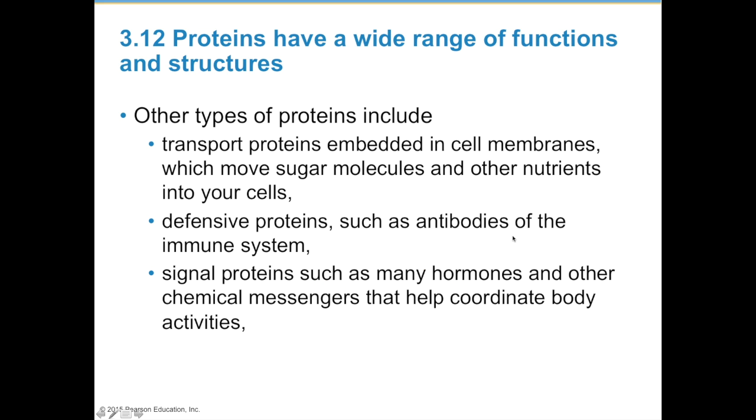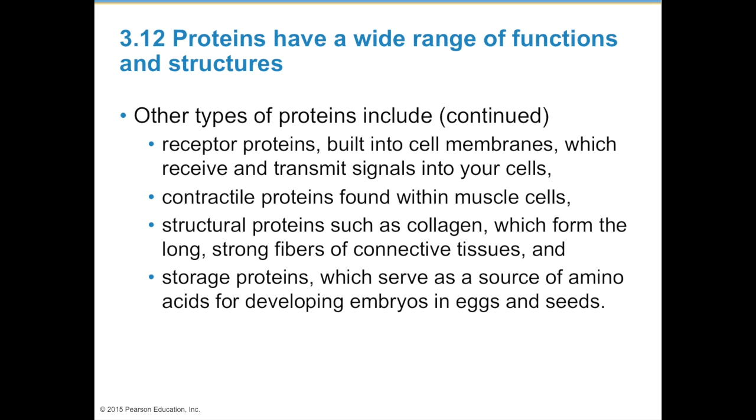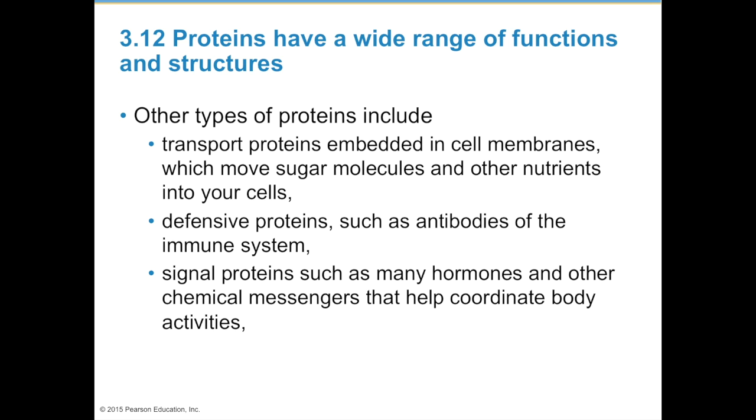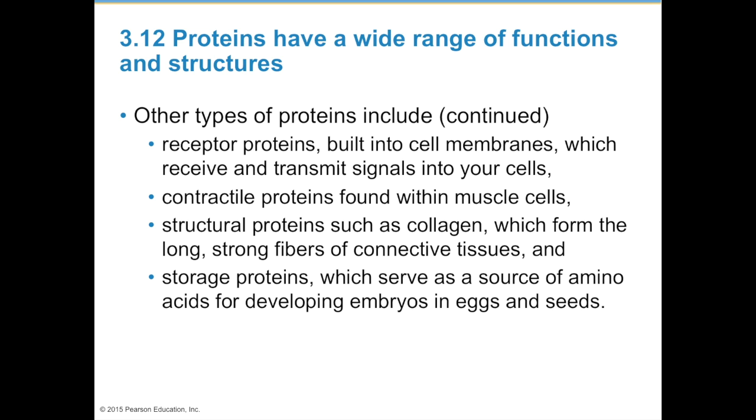You have transport proteins, you have defense proteins like antibodies in the immune system, you have signaling proteins in hormones, chemical messengers. I mean, proteins are everywhere. Most people, when they think of protein, just think of meat. Okay, everything has protein in it. Protein is everywhere. Other types of protein include receptor proteins built into cell membranes, contractile proteins found in your muscle cells.